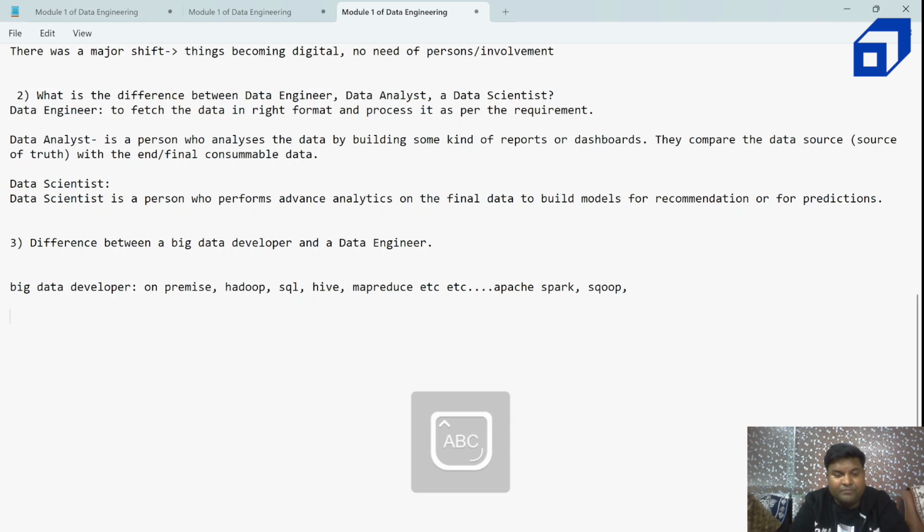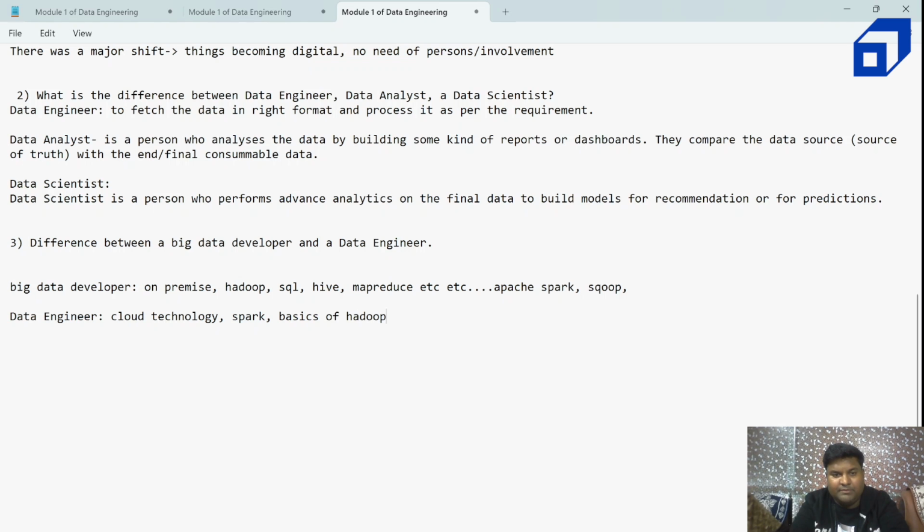But coming to 2006 till date, the data engineering word was coined, and the skills which are required are cloud technology. Basically, I'm telling you the skills which I use to differentiate between the two jobs, right? There's no Hadoop, but there is Spark. Basics of Hadoop is still required. There is Python, there is Scala, and most of the work is coming across cloud technology. So any batch streaming tool.